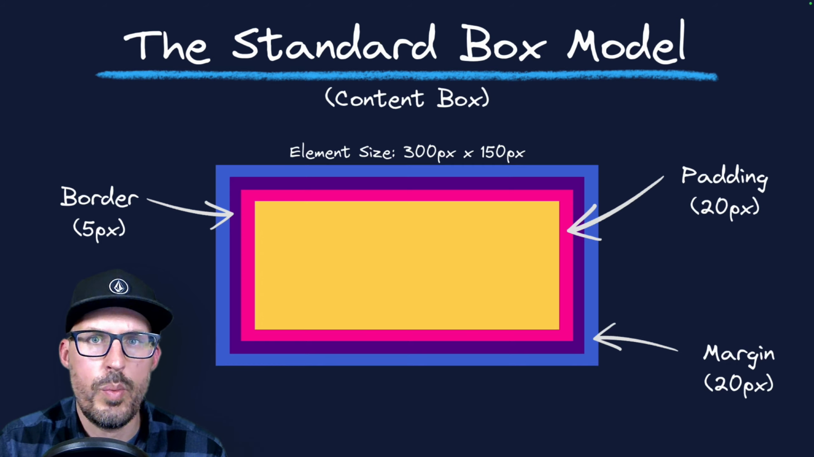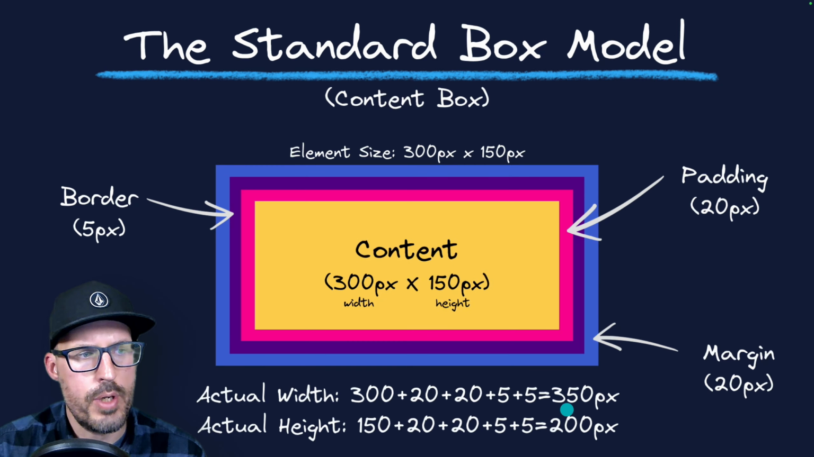However, the actual width of the box is 300, which is the width of the content, plus 20, which is the padding, but we have padding on each side, so it'd be 20 plus 20. And then same thing with the border, we have a 5 pixel border on each side, so plus 5 plus 5 equals 350 pixels.